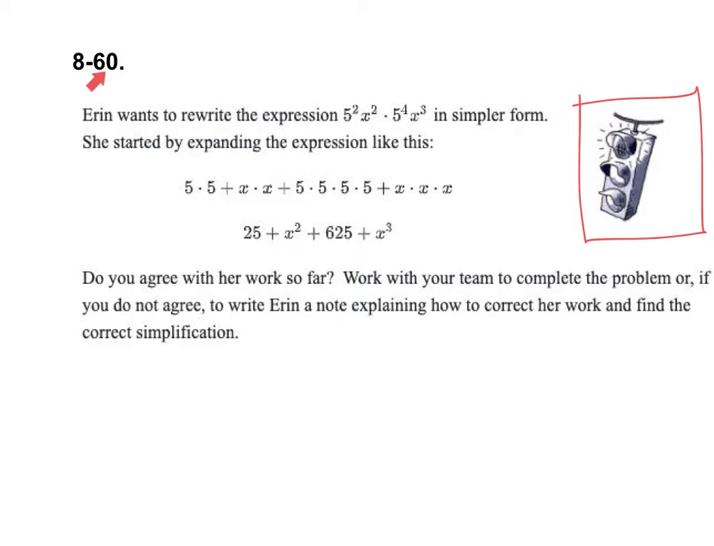Now in question 8-60 here, it's got this stoplight, which means be careful here. There is something that is wrong about this. So Aaron wants to rewrite the expression 5 to the second times x to the second times 5 to the fourth times x to the third in simpler form. She started by expanding the expression like this. So she expanded it out, and she used these plus signs here, and then she simplified everything down to this. Do you agree with her work so far? Take a second, pause the video, see what you think. Do you agree with her work so far?